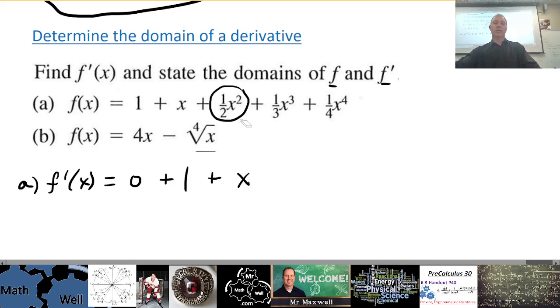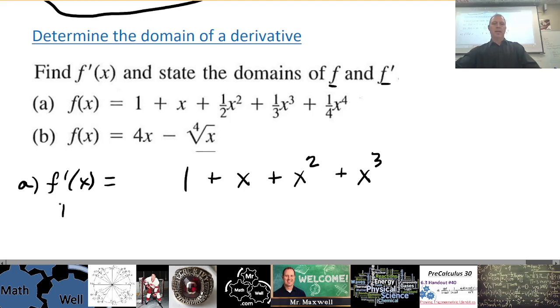Whew, that's weird, isn't it? Okay, what's the derivative of 1/3 x cubed? 1 times x to the 2, or x squared. 1/4 x to the 4th, well, 4 times a quarter is 1, x to the 3. It's just x cubed. So here's the derivative. We'll get rid of that 0. There's the derivative of this function.